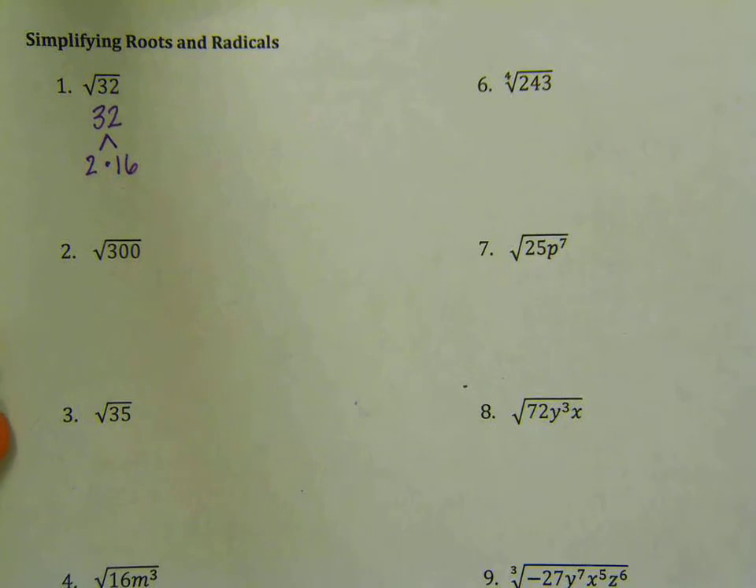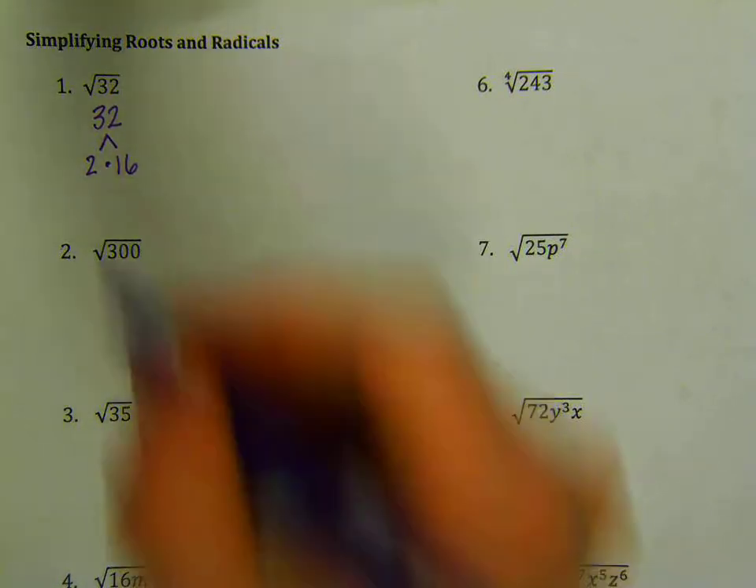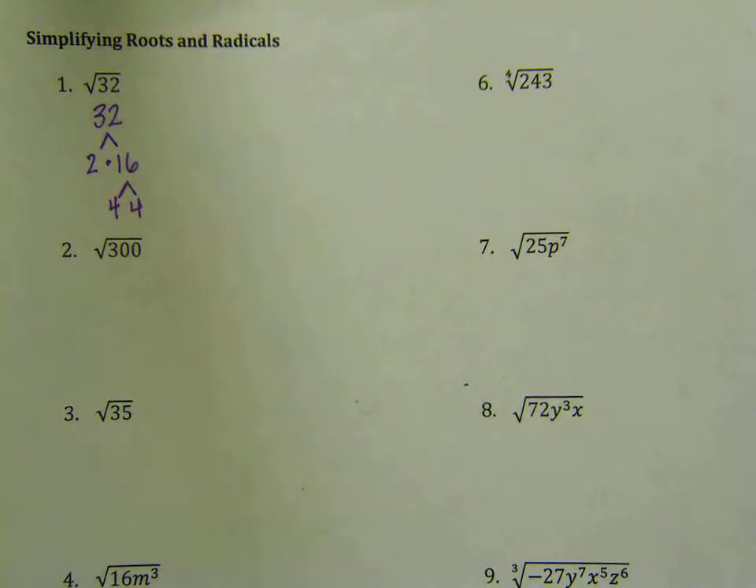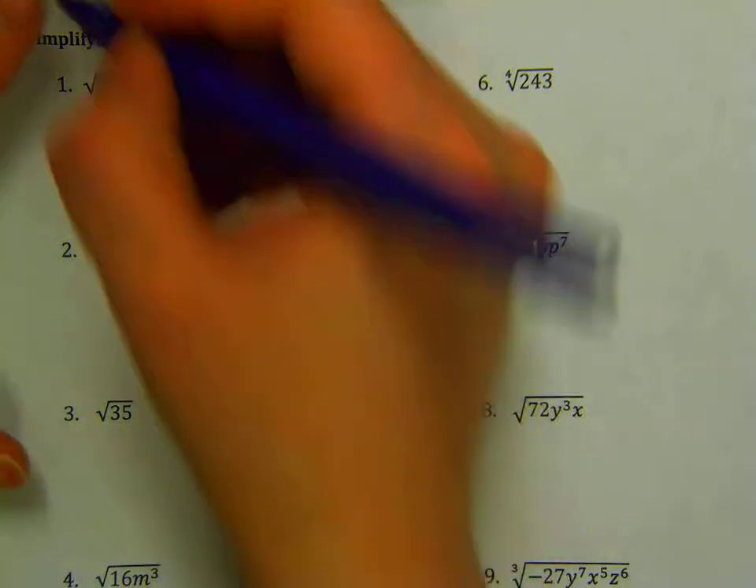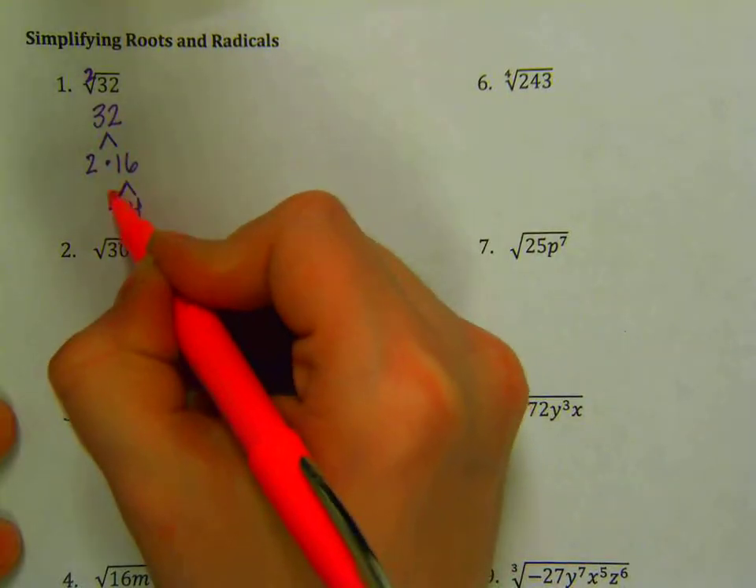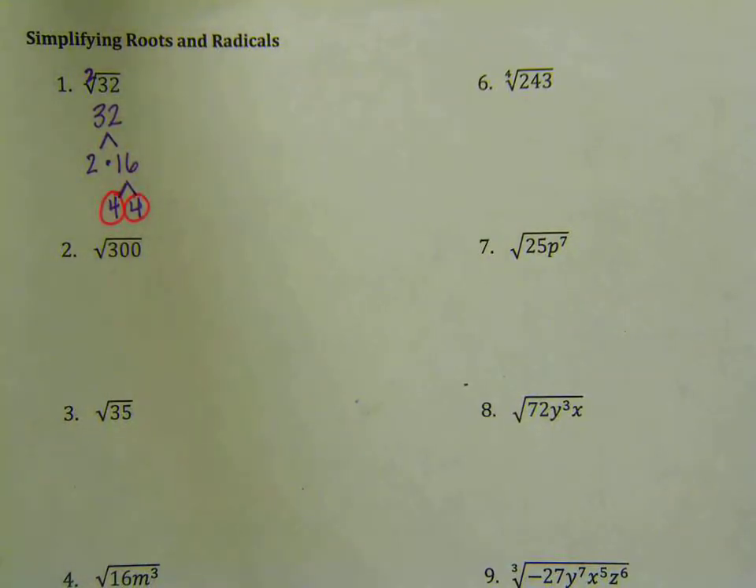Okay? From there, I need to split up 16. So how can I split up 16? 4 and 4. Now, we need to look at the index. So what is the index for number 1? 2. So that means that when I play Go Fish, I'm looking for groups of 2. So look at the final 3. We have 2, 4, and 4, and I'm looking for groups of 2. So I see 2 4s, so I'm going to circle those. And that's going to be my pair that I sit down.